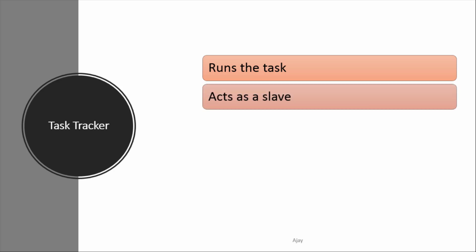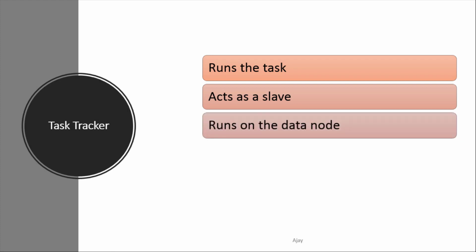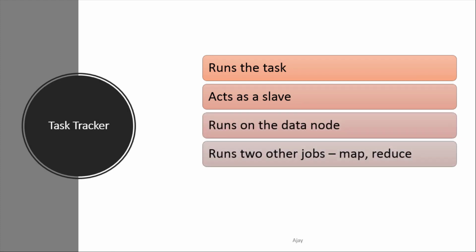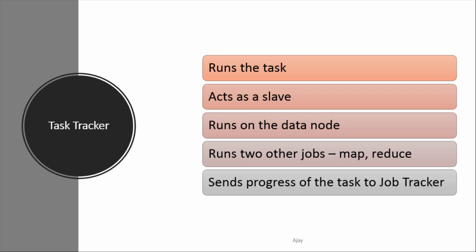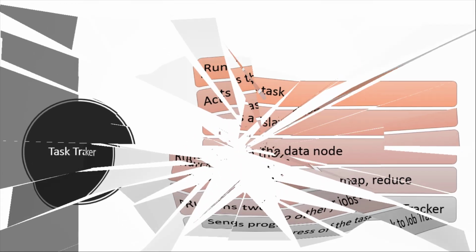Let's see the operation of task tracker. It is the process which actually executes the task by invoking the mapper or reducer as instructed by the job tracker. It acts as a slave in the master-slave architecture of MapReduce. It runs on all the data nodes. It invokes two other jobs, which are mapper and the reducer. It sends the status report to the job tracker regarding the mapper or reducer task currently being executed. Let's understand the working of job tracker and task tracker with the help of a small animation.